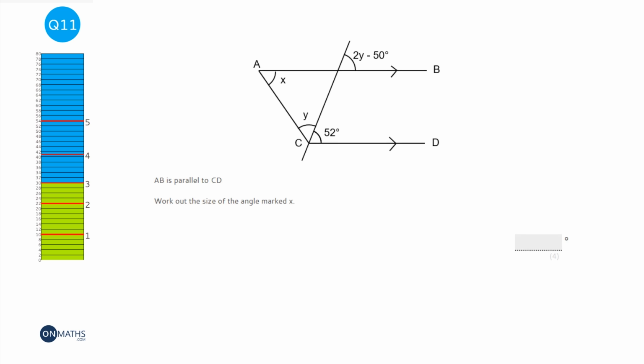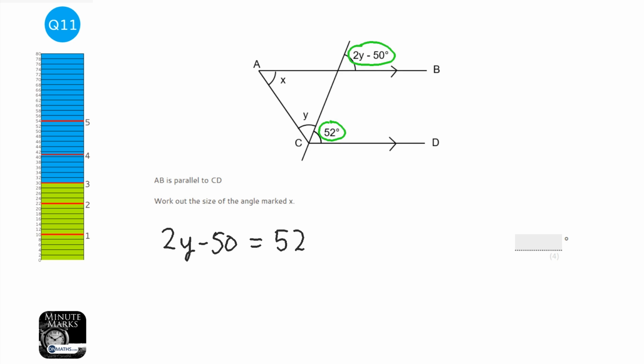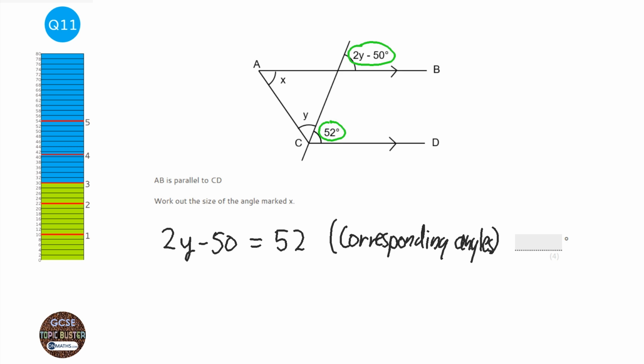For these types of questions, always make sure that you show your working, show how you know something is something. So the way I would start this, and this is not the only correct answer, is I realise that these two are the same. So I know that 2y minus 50 equals 52. The reason I know that is that they are corresponding angles. Now, some of you might know that as F angles, but make sure you write the word corresponding because they won't accept any other word.